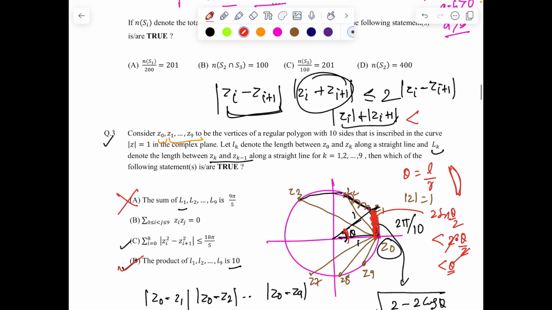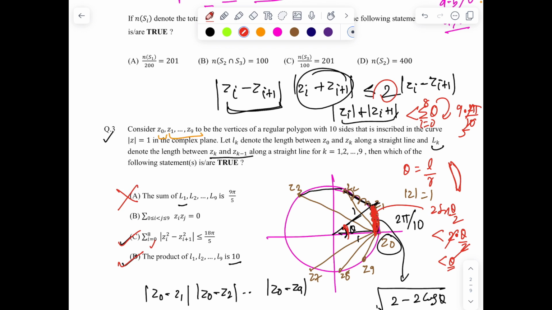So I can tell it's less than this theta, and as you add up from i equals 0 to 8, it gives 9 theta, so 9 into 2 pi by 10, and that gives 9 pi by 5, and that into 2 gives 18 pi by 5. So option C is correct.